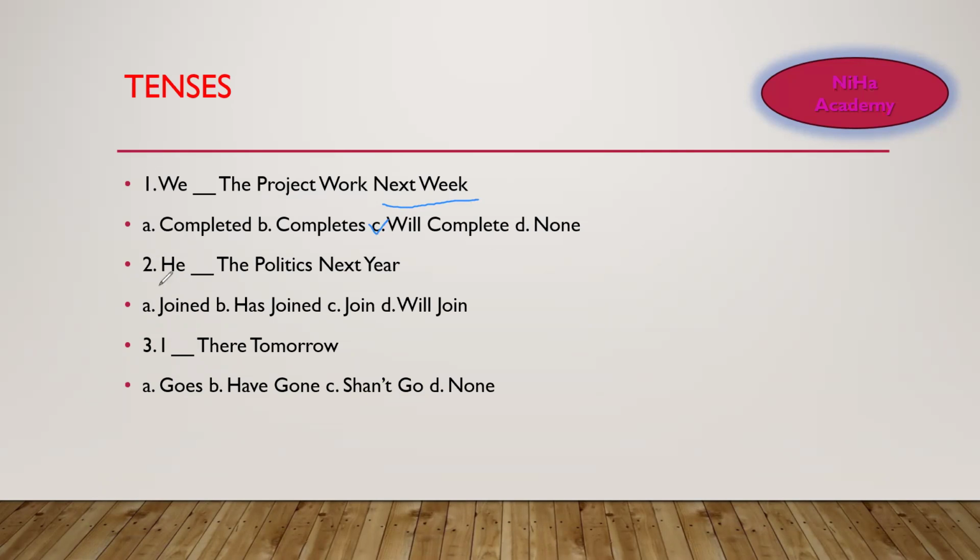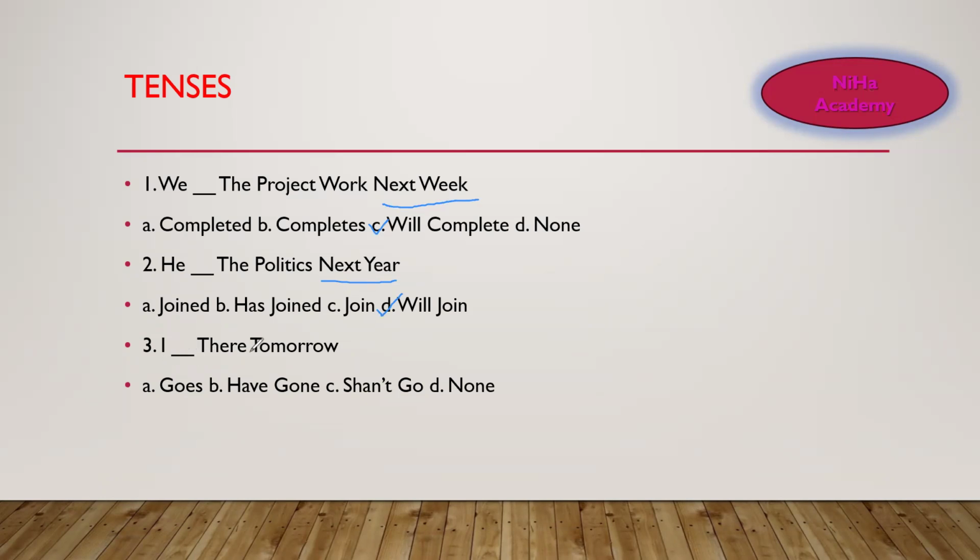Now let's see the second example. He dash the politics next year. Here the keyword is next year. He, where is will? First option no, second option no, option C, join only. So now let's see: will join. He will join the politics next year.